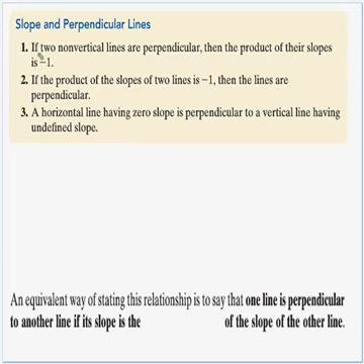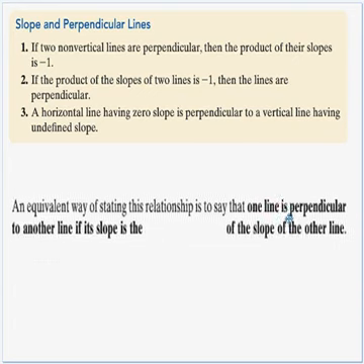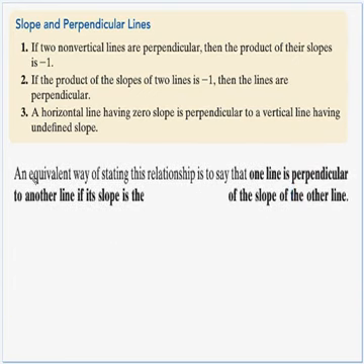Now, what they have up here in the box is all good, but there's an easier way to think about perpendicular slope. An equivalent way of stating the relationship is to say that one line is perpendicular to another if the slope is the blank of the slope of the other line. Well, that would be the negative reciprocal. Or think about it this way: you're just going to turn it over and change the sign.